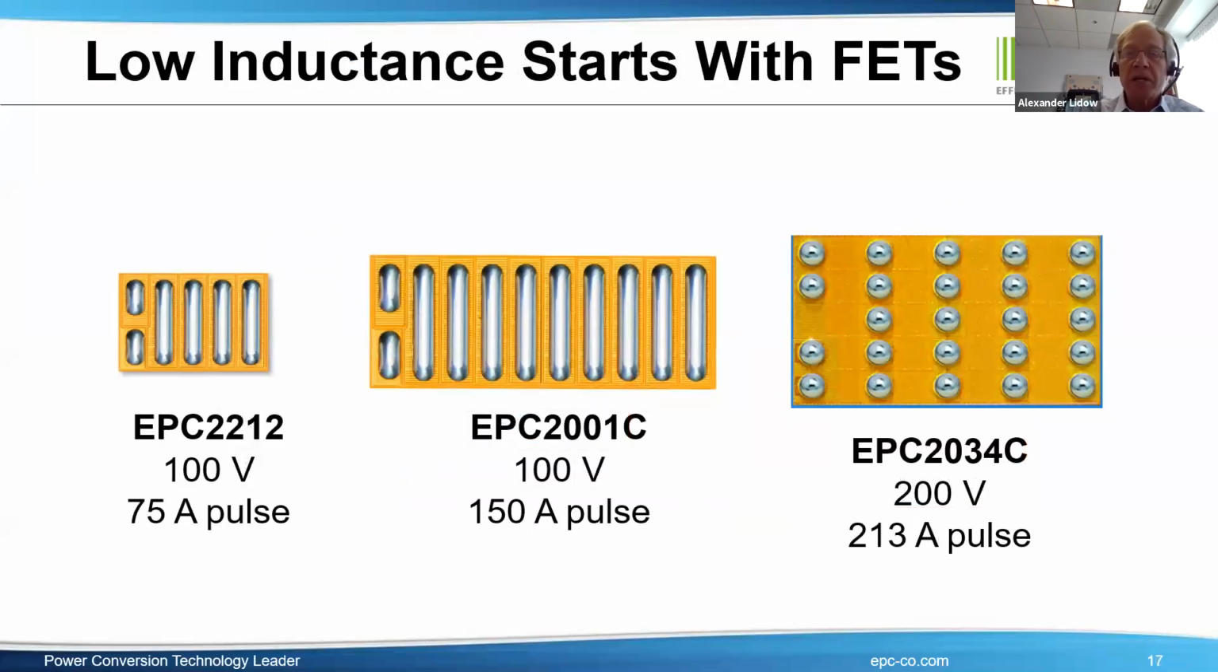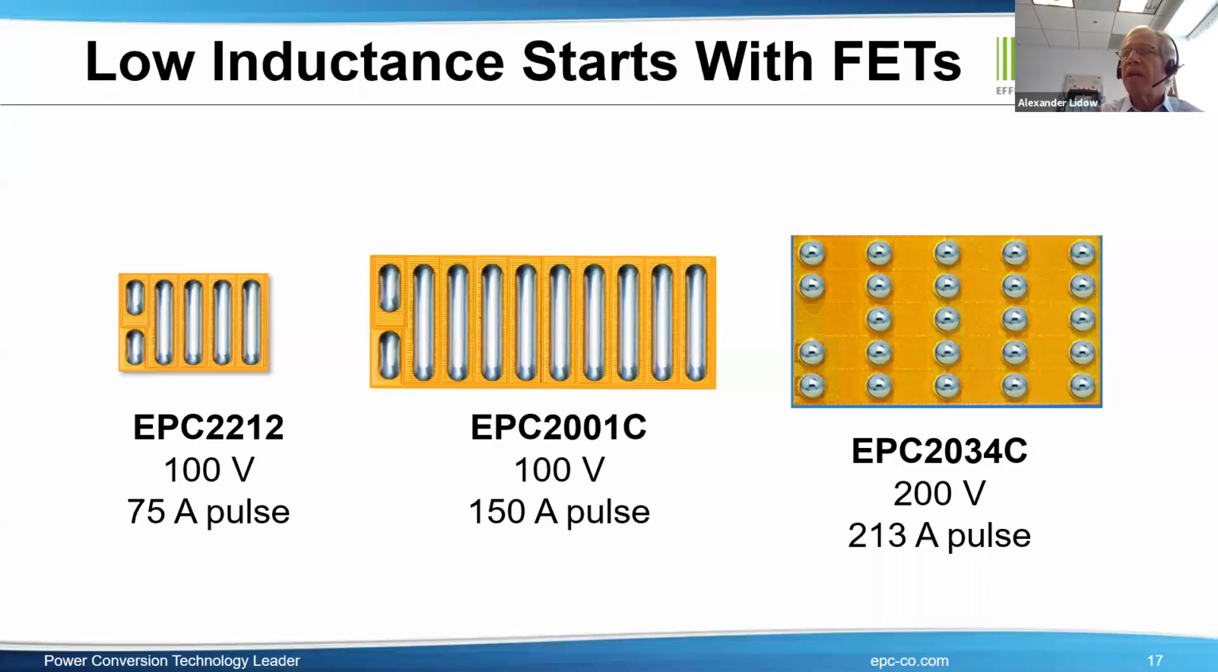So the inductance really starts with the transistor. I showed you that benchmarking against the MOSFETs. These are 3 of the most popular transistors, GaN devices that are used in lidar systems today. The one on the right, it's a 200 volt device that can do more than 200 amperes in pulses, and is popular for the long range, like you need for ADAS kinds of systems.